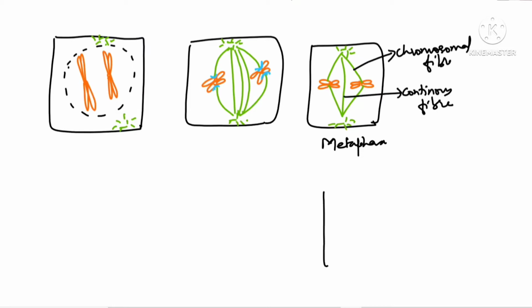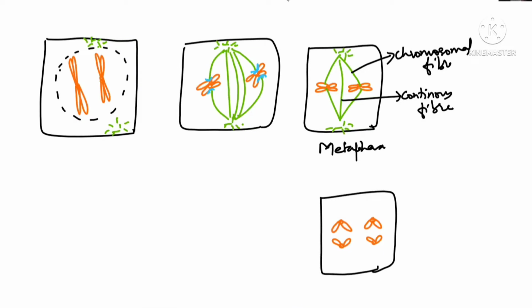Now during anaphase, what will happen? Centromere will split and sister chromatids separate. Now question: who is moving towards the pole side? Is it centromere or the arms? So I think the diagram is telling you centromere is moving towards the pole side. Arms are trailing behind. Is it clear?